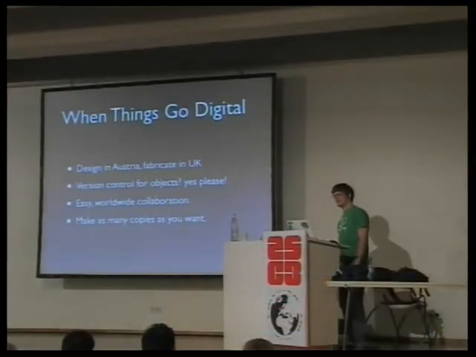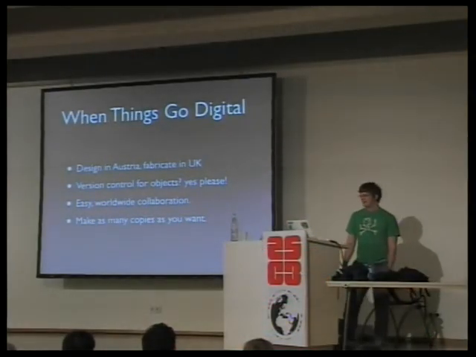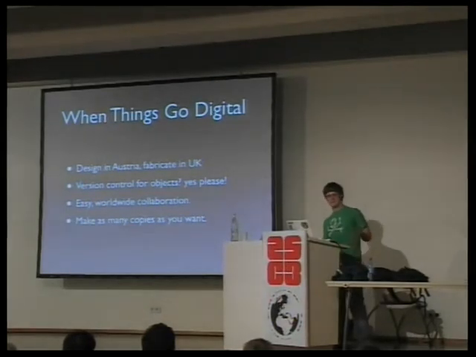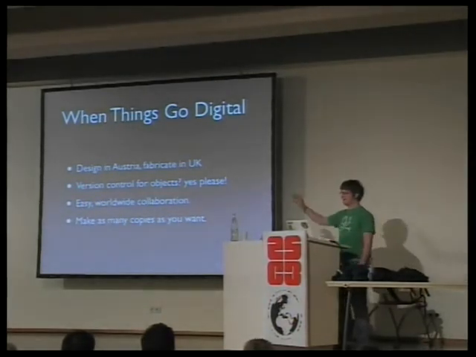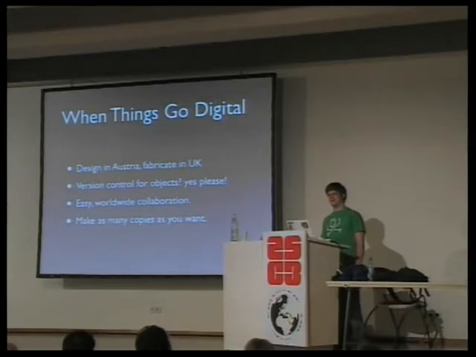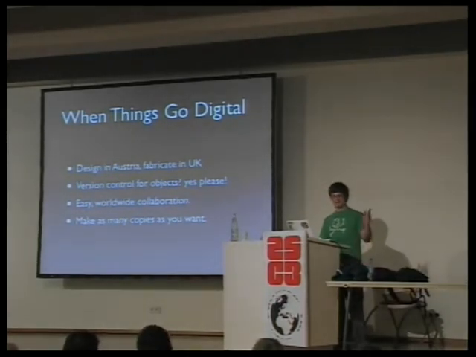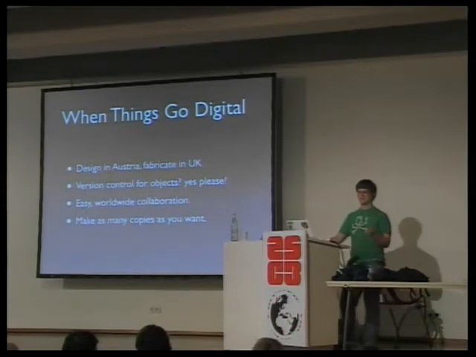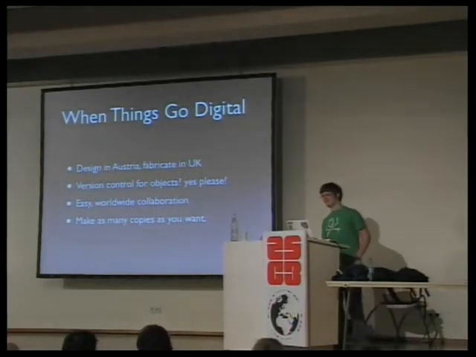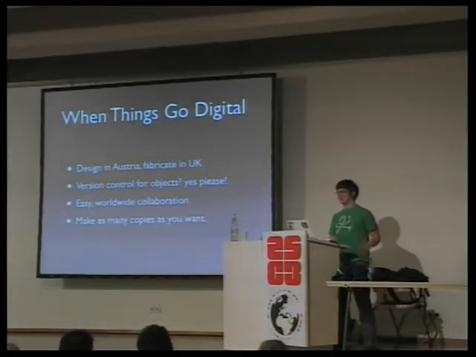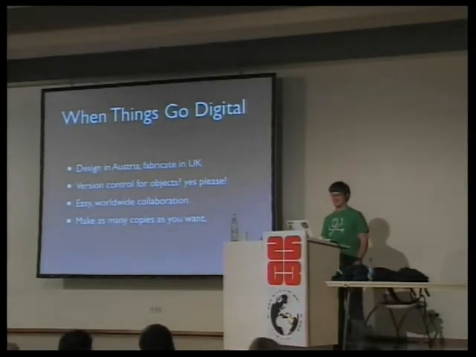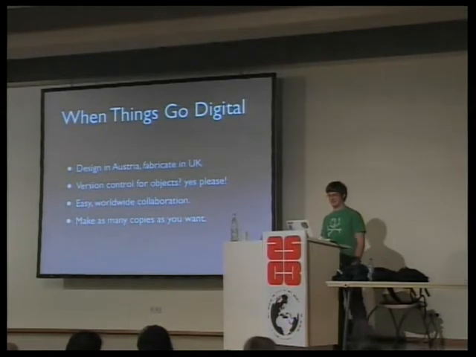So, what happens when things go digital? Well, first of all, you can design something in place A, you can email it to place B, and then the person in place B can print it out. You can also do version control. So you can roll back to cup version 1.2 if version 1.3 is leaky or something. Personally, I love version control. It's excellent, and I'm glad someone invented it.